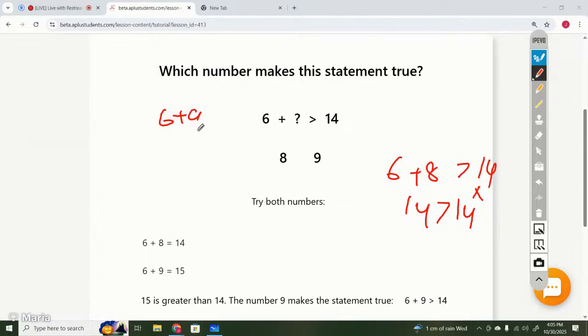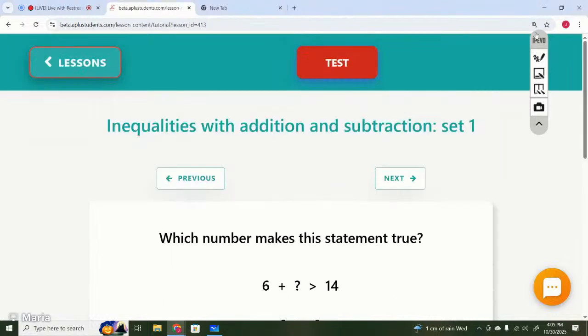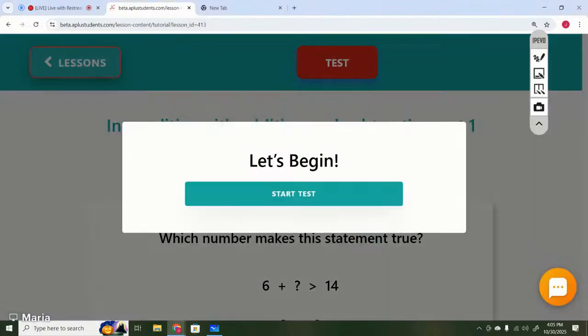Now look at the second one. 6 plus 9 is 15. 15 is greater than 14. Yes, it is. The correct option is 9, because 6 plus 9 is 15, and 15 is greater than 14. Let's just start with the test questions.